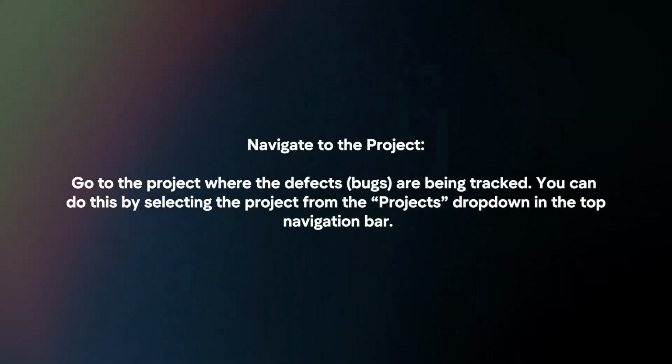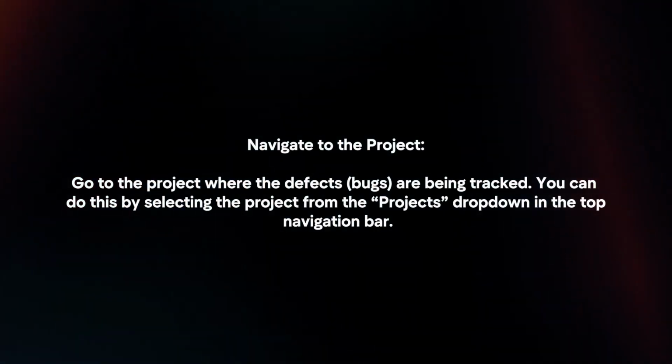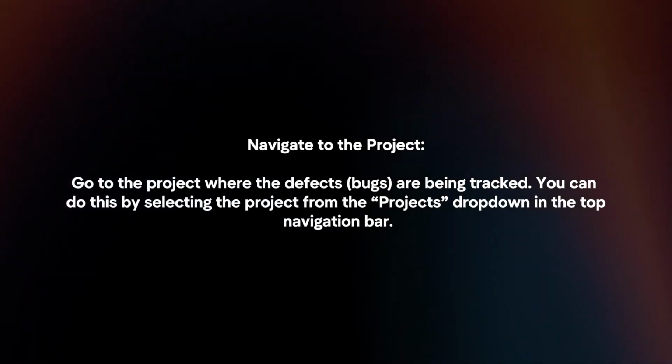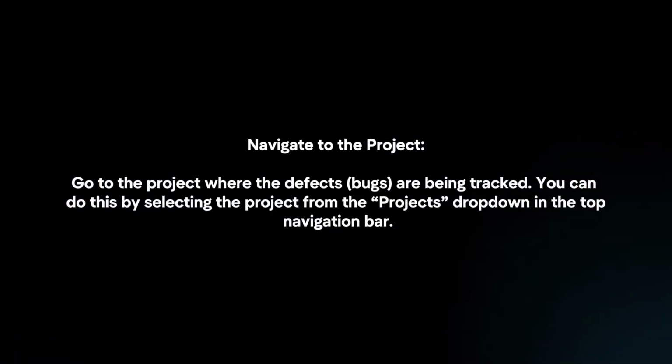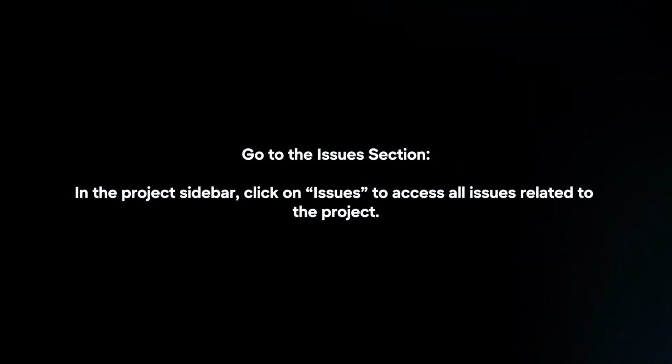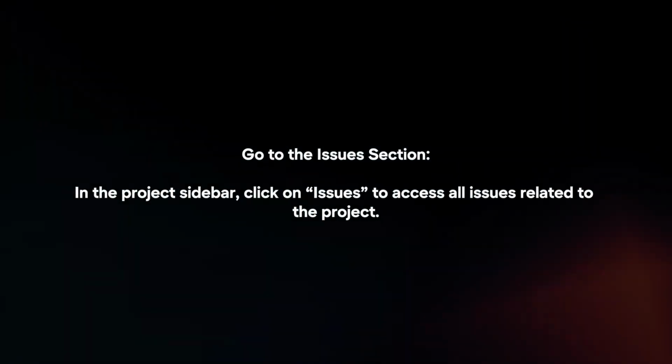Navigate to the project. Go to the project where the defects are being tracked. You can do this by selecting the project from the projects dropdown in the top navigation bar. Go to the Issues section. In the project sidebar, click on Issues to access all issues related to the project.